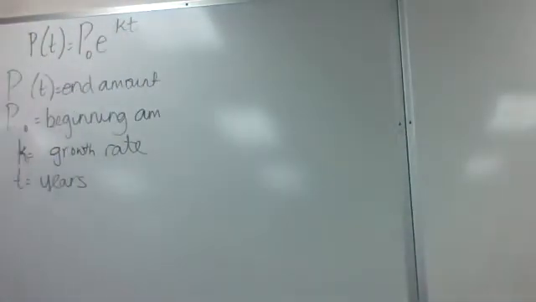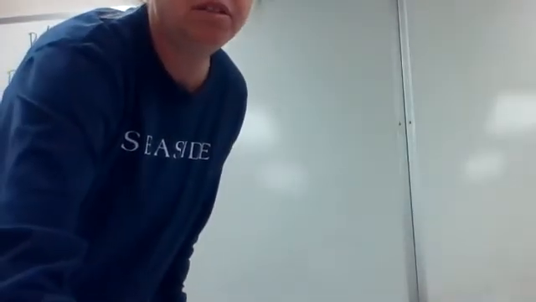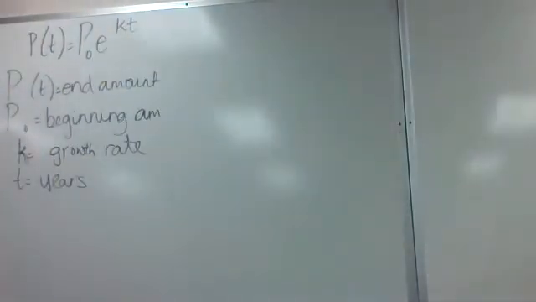Where P of T is going to be the end amount. P sub 0 is going to be the beginning amount. K is going to be your growth rate. And then the T is going to be the number of years since the beginning amount.